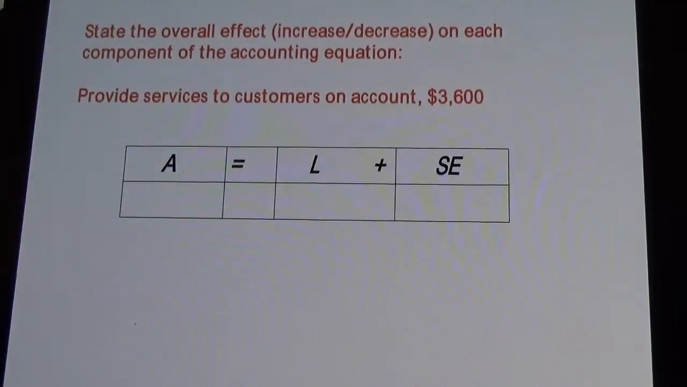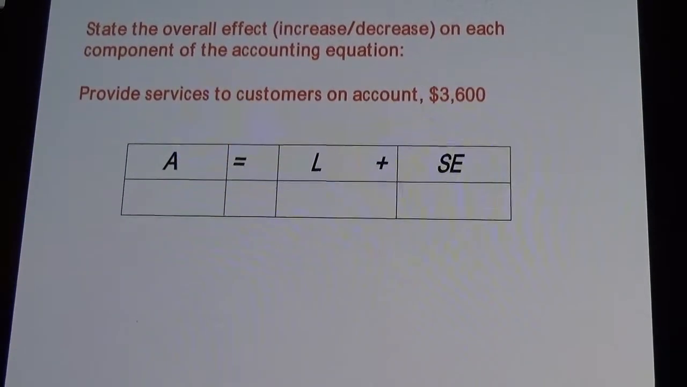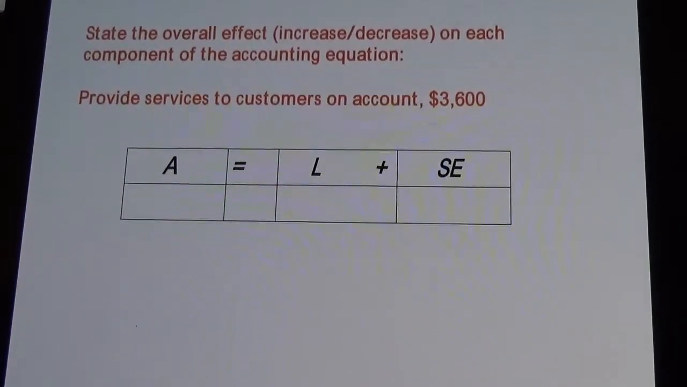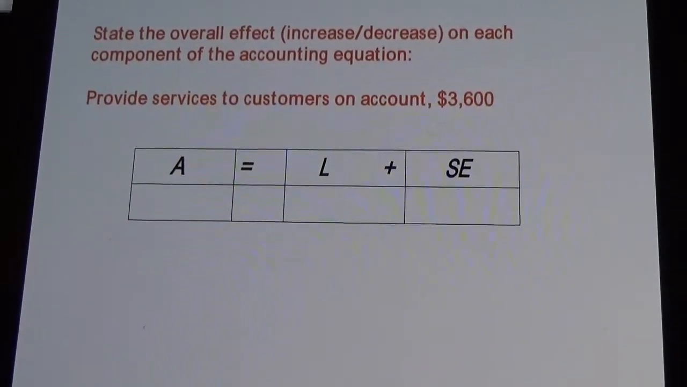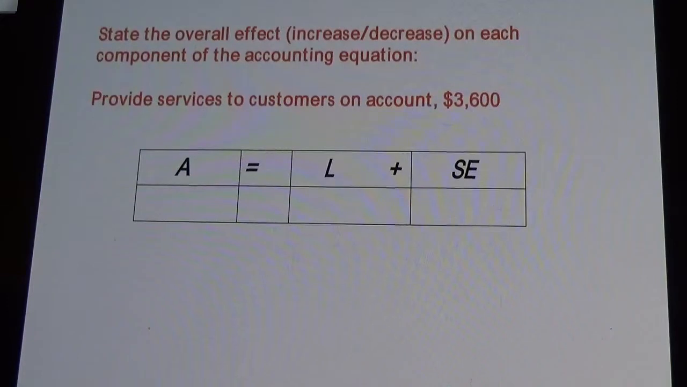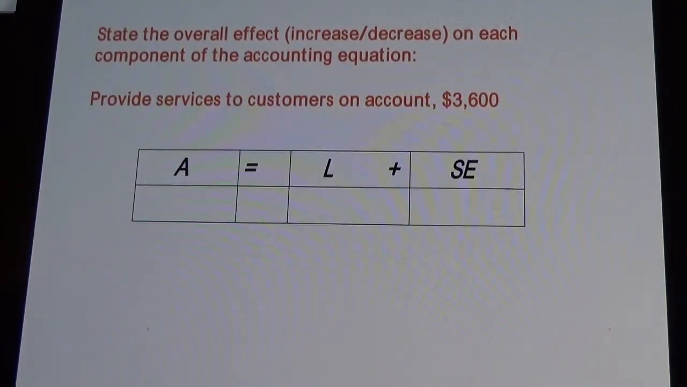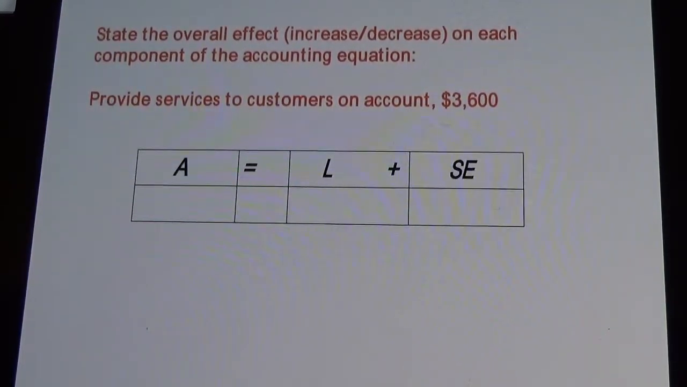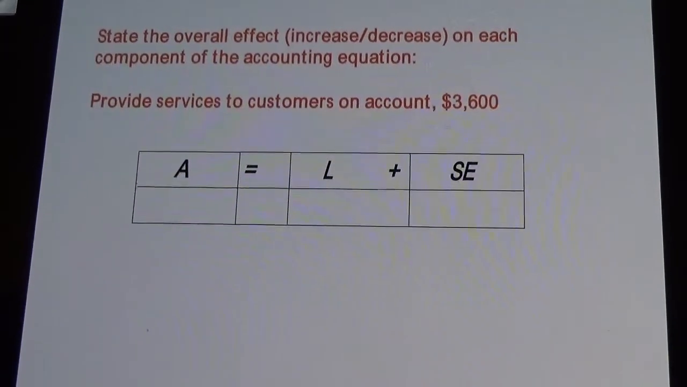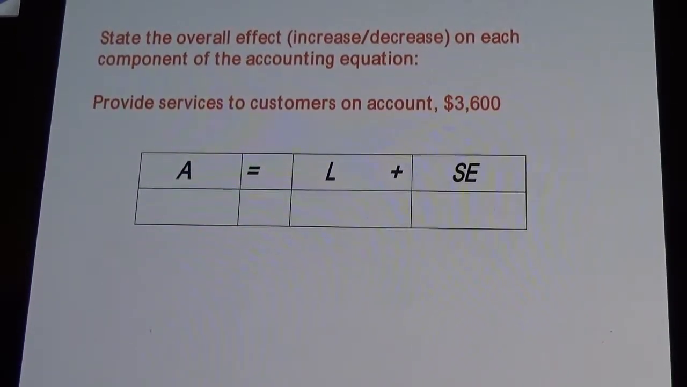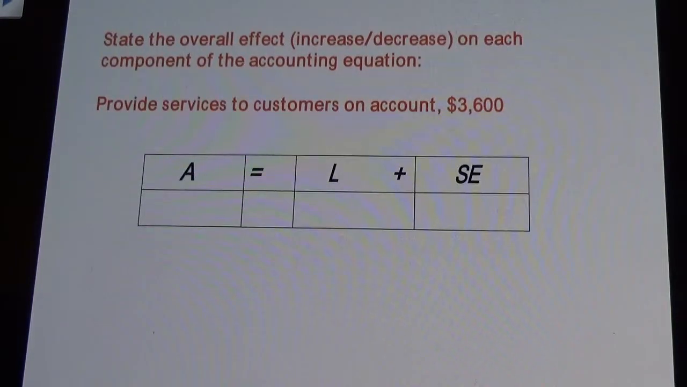State the overall effect, increase or decrease, on each component of the accounting equation. So we're doing the same thing we've been doing. This time we're recording the fact that we've provided services to customers on account. The providing services means we earned revenue. That means our stockholders' equity is going to go up through retained earnings going up because revenues increase net income, which increases retained earnings. And we're also going to see our assets go up, in this case not the cash asset, but the accounts receivable asset.